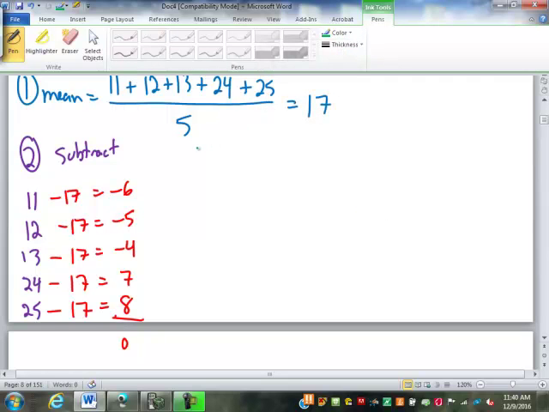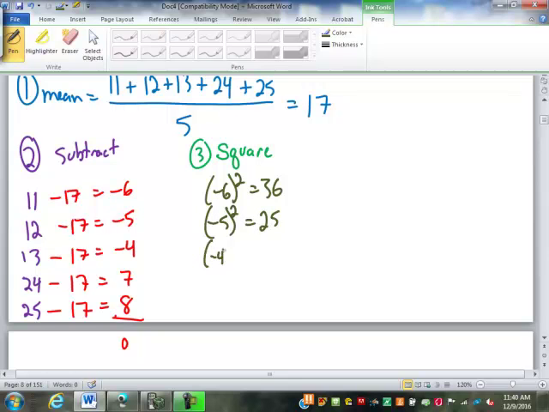What is step 3? Square each of them. So, -6 squared is 36. -5 squared is 25. Negative 4 squared is 16. 7 squared is 49. 8 squared is 64.